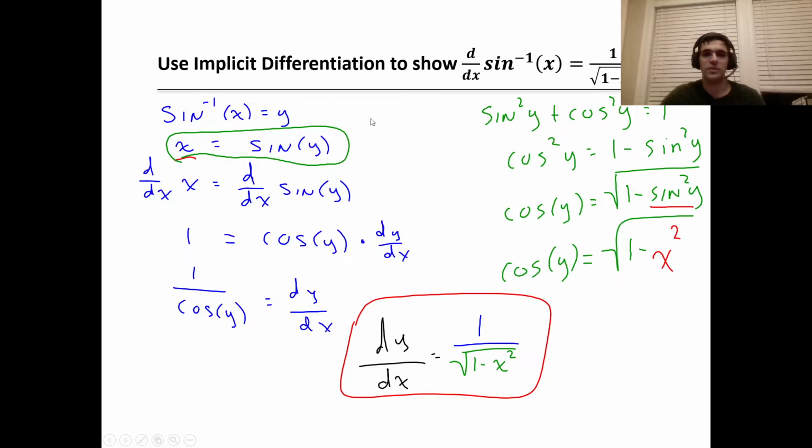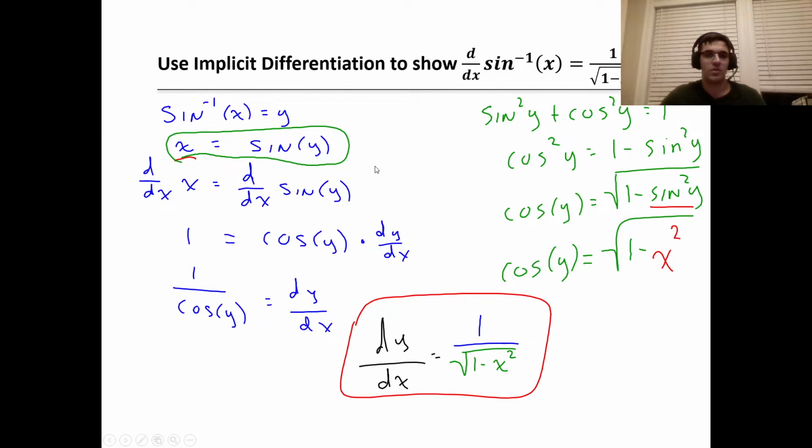So if we want to derive sine inverse of x, first we will let sine inverse of x equal some value y. Well, by definition of inverse, if sine inverse of x equals y, then x would be equal to sine of y. Sine of y is a function that we already know how to derive. So if I use implicit differentiation, I can take the derivative with respect to x of x, and it's going to be equal to the derivative with respect to x of sine of y.